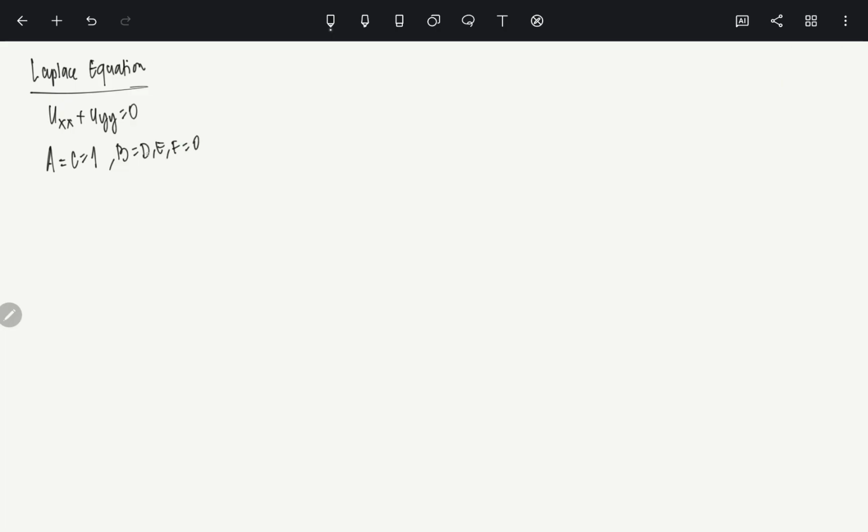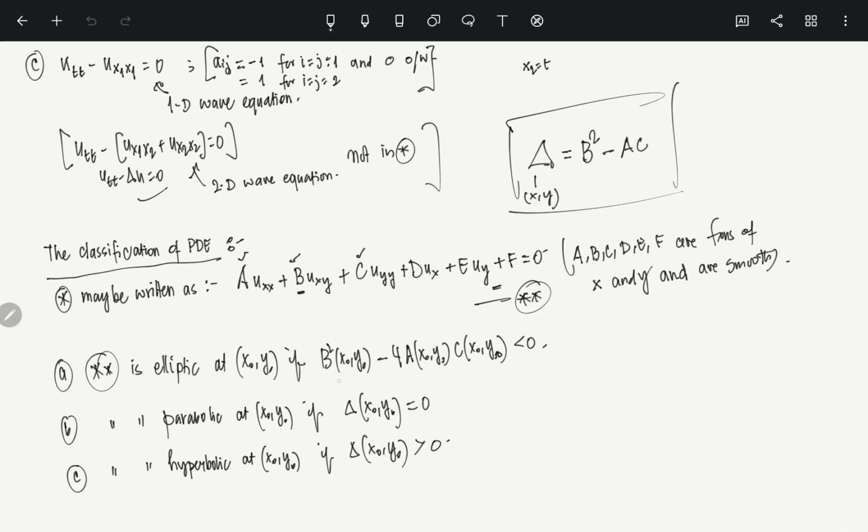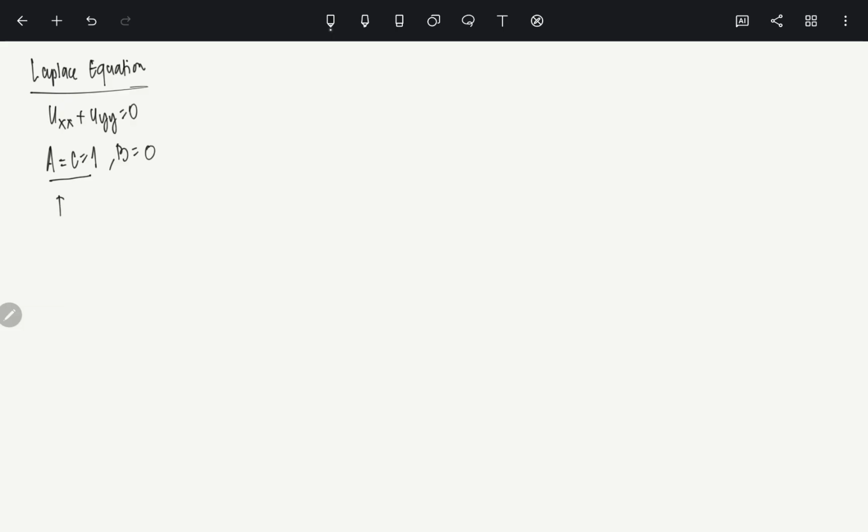And by the way, we don't really care about what happens to the lower order terms D, E, F. We just care about the higher order terms. So A and C are 1 and B is 0. This particular expression only depends on A, B and C. So we don't really care about lower order terms. See, b square minus 4ac at any given point x y. These are constants, so it is independent of the point. So it is 0 minus 4 times 1, which is minus 4, which is less than 0. So basically this is an elliptic equation.